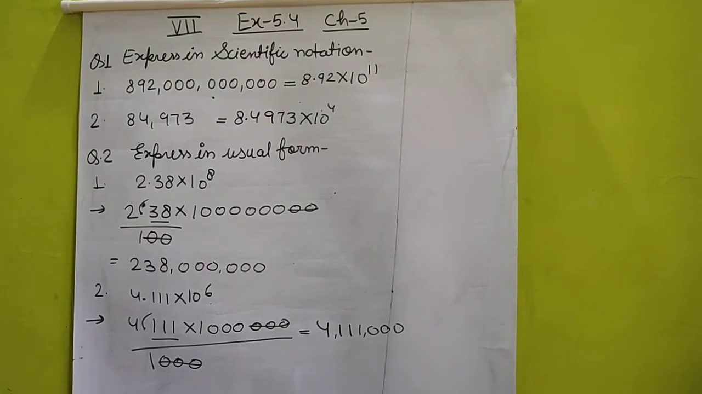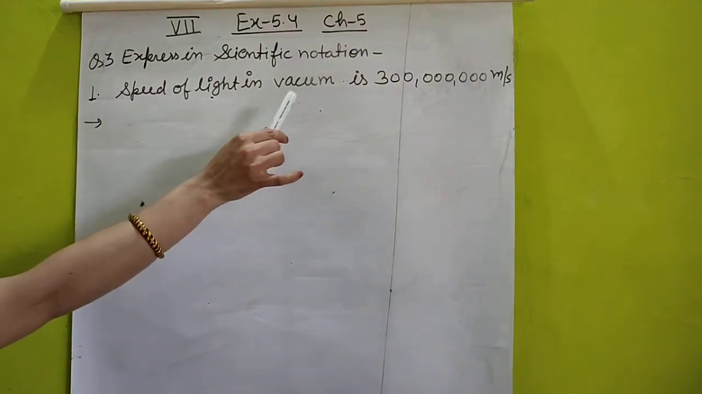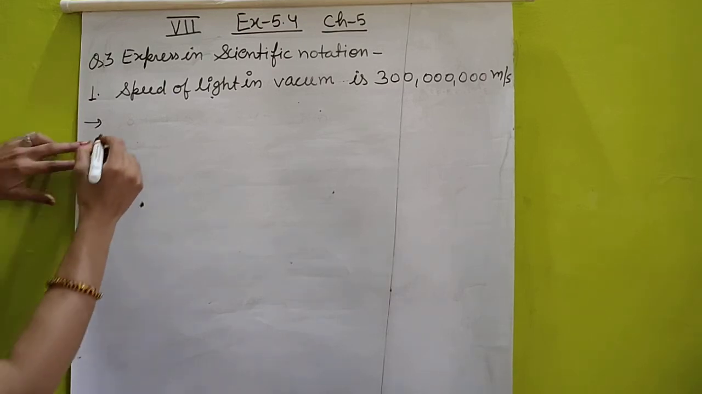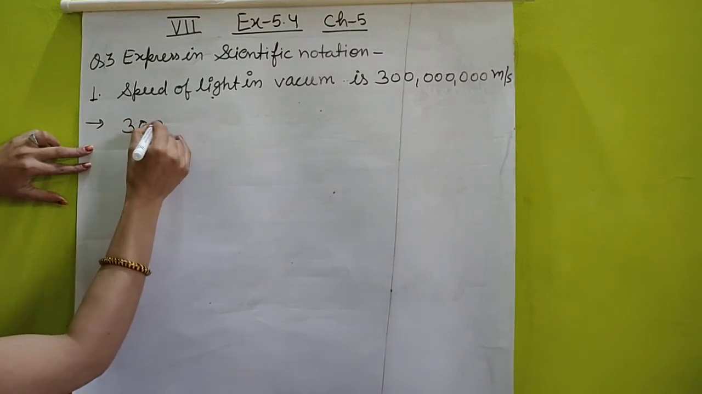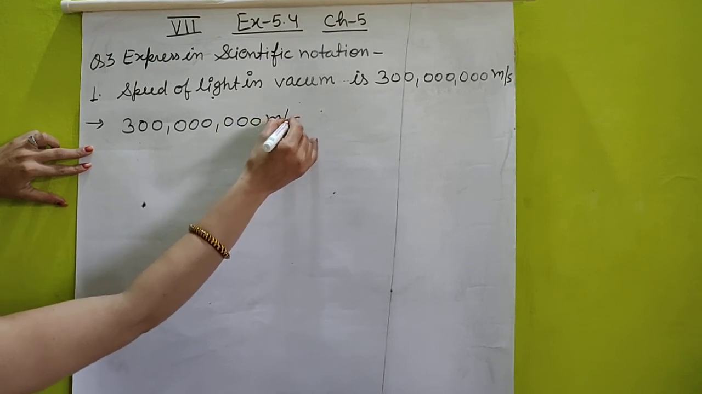Okay students, now the last question, question number 3. Students, express in scientific notation. The first part: the speed of light in vacuum is 300,000,000 meters per second. So students, we have to convert 300,000,000 meters per second into scientific notation.